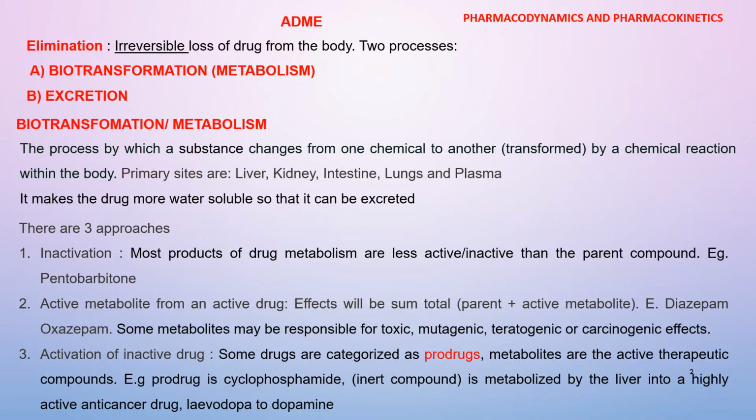There are three major approaches for drug metabolism. First, inactivation of drug to an inactive or a less active form. Second, breakdown of an active metabolite to form active drugs. In some cases, it could be a toxic or a mutagen. Third, activation of a prodrug to form an active drug.